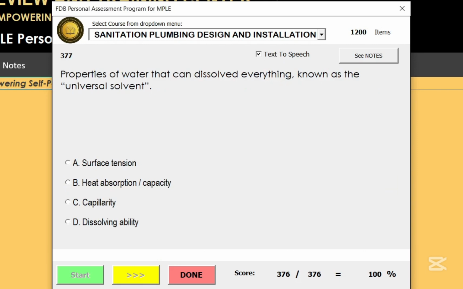Property of water that can dissolve everything, known as the universal solvent. A. Surface tension. B. Heat absorption/capacity. C. Capillarity. D. Dissolving ability. Please pick your choice.